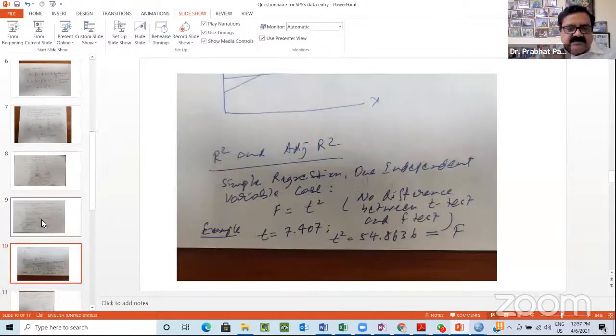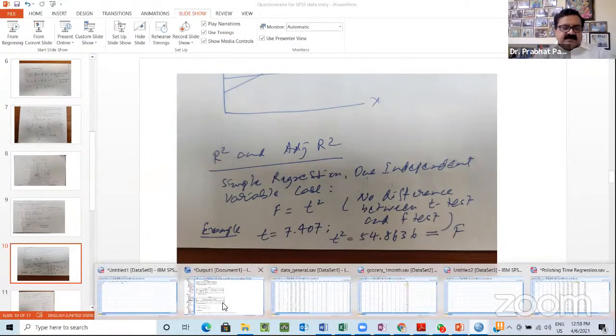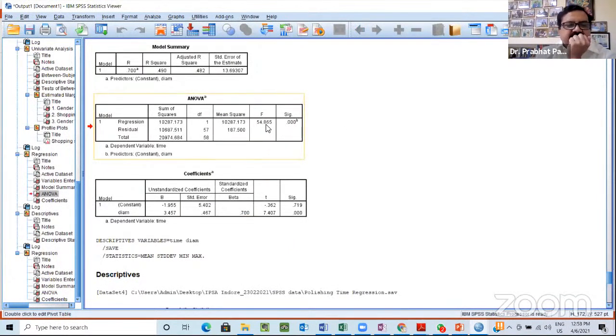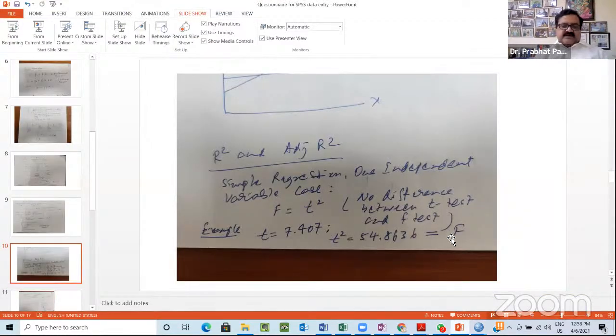Let me just see where I've written that. So R square and adjusted R square I've already discussed. You can see here that F is equal to t square. There is no difference between the t-test and the f-test. Here your t value was 7.407, and if you square this, you get 54.8636, which is the f value. You can see in the table that 54.865 is your f value, and that is achieved by squaring 7.407, which was the t value for the beta. Therefore t square is equal to f in a simple, single regression model, and that's why the f-test and t-test are the same. They tell us the same thing.